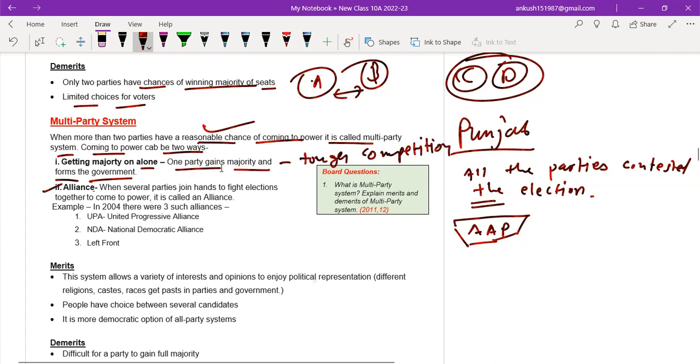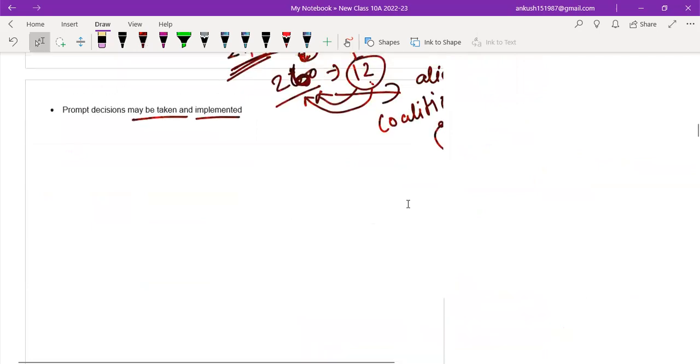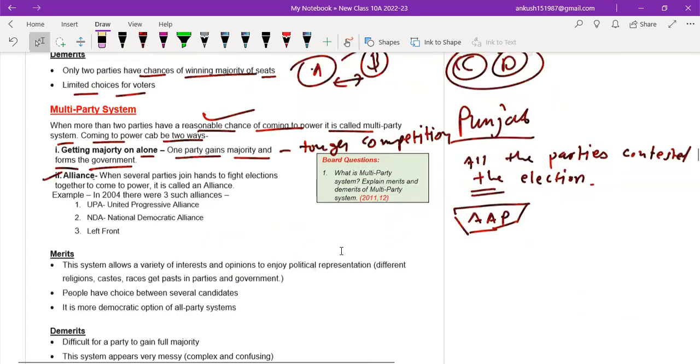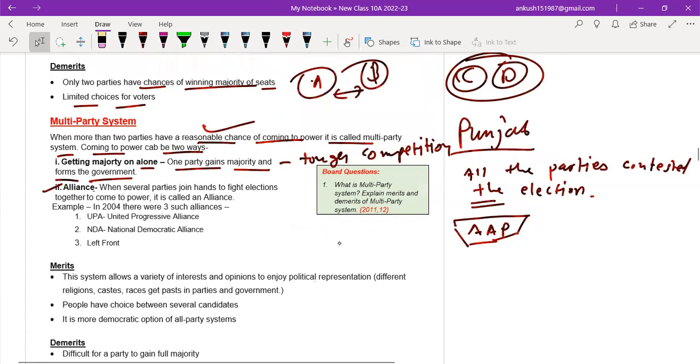Alliance, I just told you about the coalition government here. That is also called an alliance. When several parties join hands to fight elections together to come to power, it is called an alliance. When multiple parties come together to win the election as one, that is called an alliance.